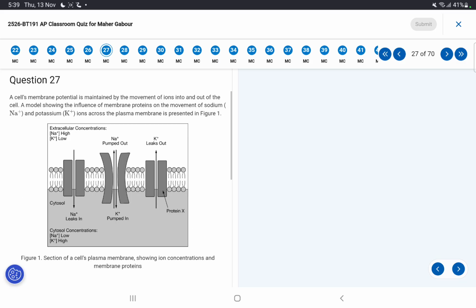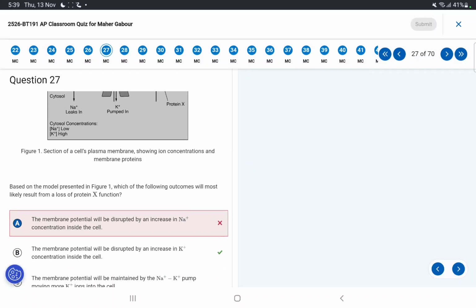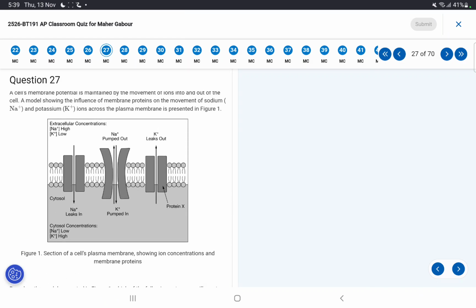Okay, this question again from last periodic. Based on the model presented in figure 1, which of the following outcomes will most likely result from a loss of protein X function? Okay, so here we have protein X. Protein X went bye-bye. What was the function of protein X?